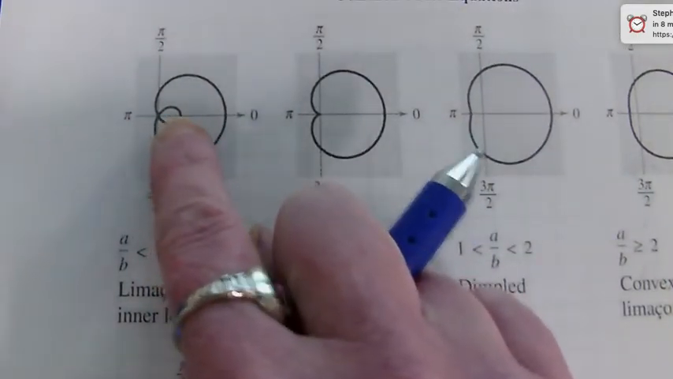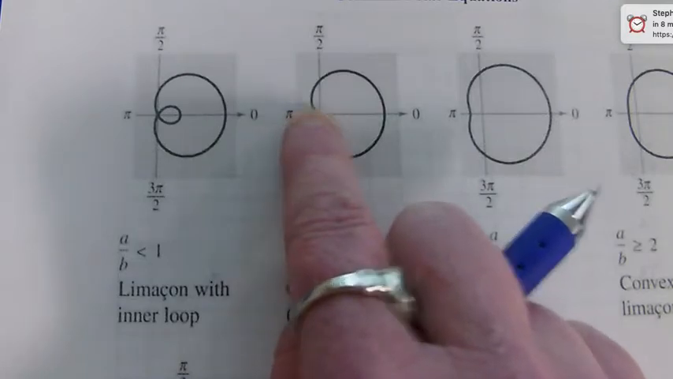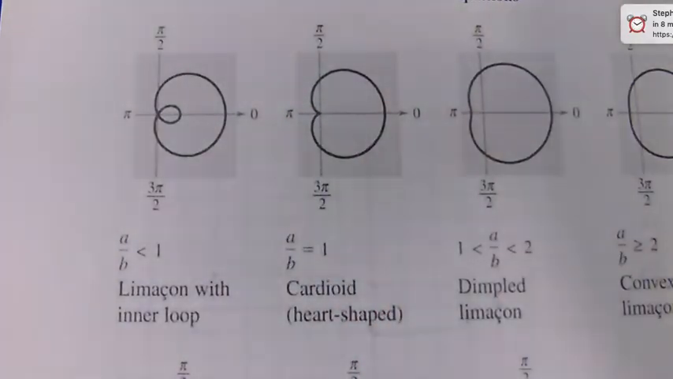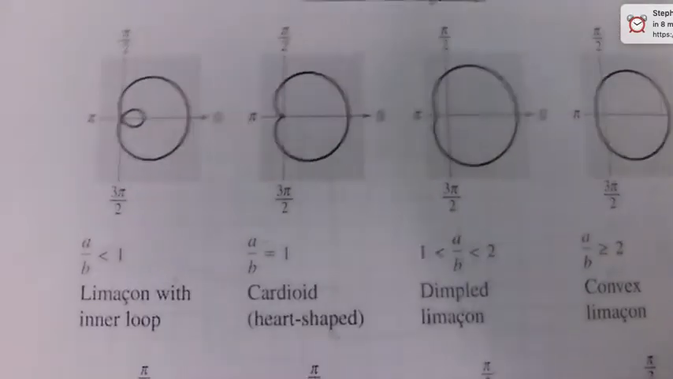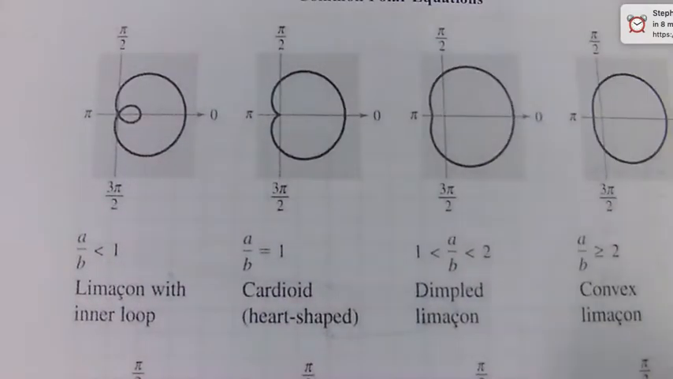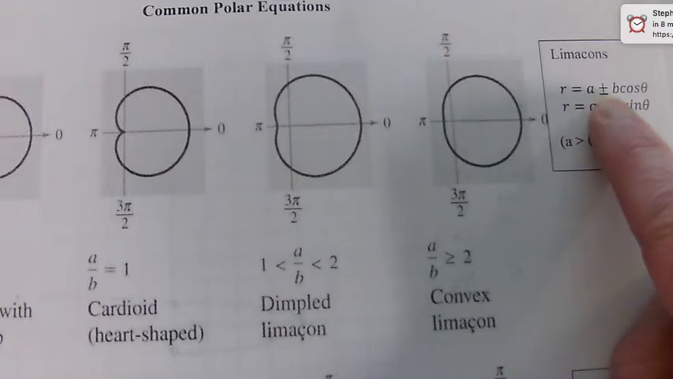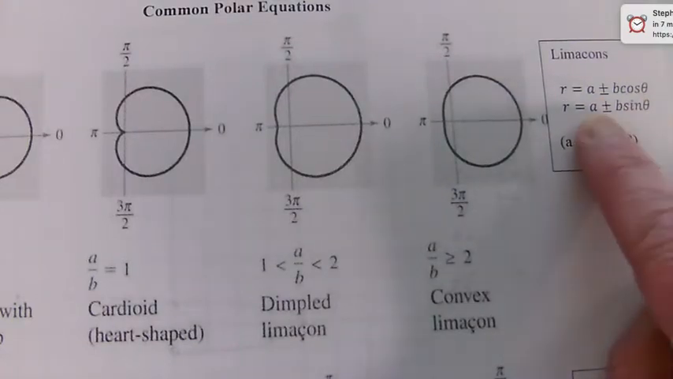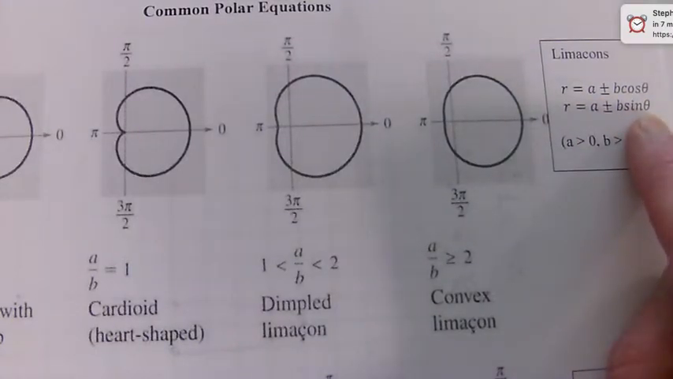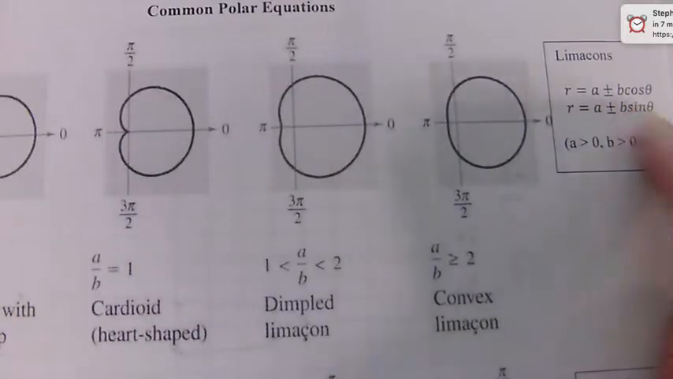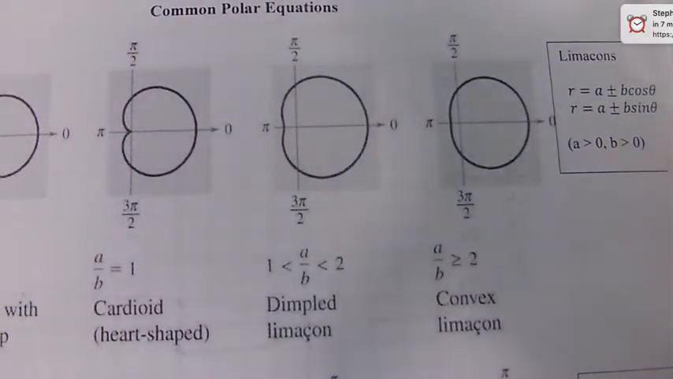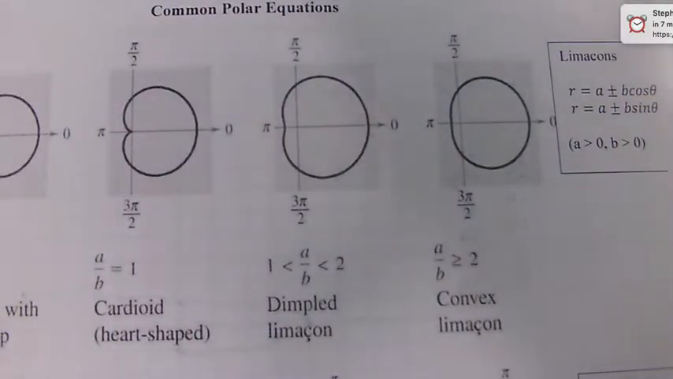And they can have an inner loop, they can look like a little heart, they can just have a mild punch in, it's got a dimple, or they can be convex. Now, a limacon is either something plus or minus just b cosine or just b sine. It's not going to have sines and cosines mixed or anything like that. It's going to be one of these.